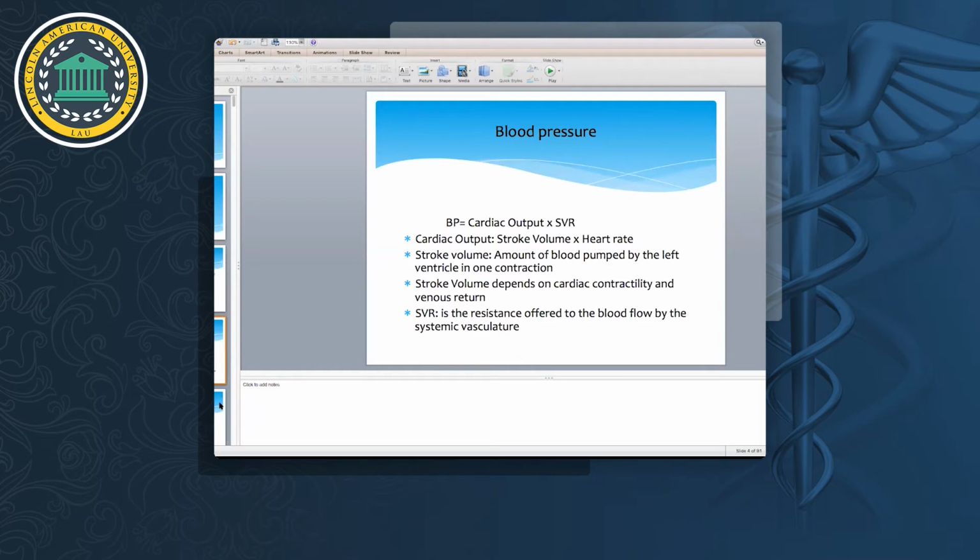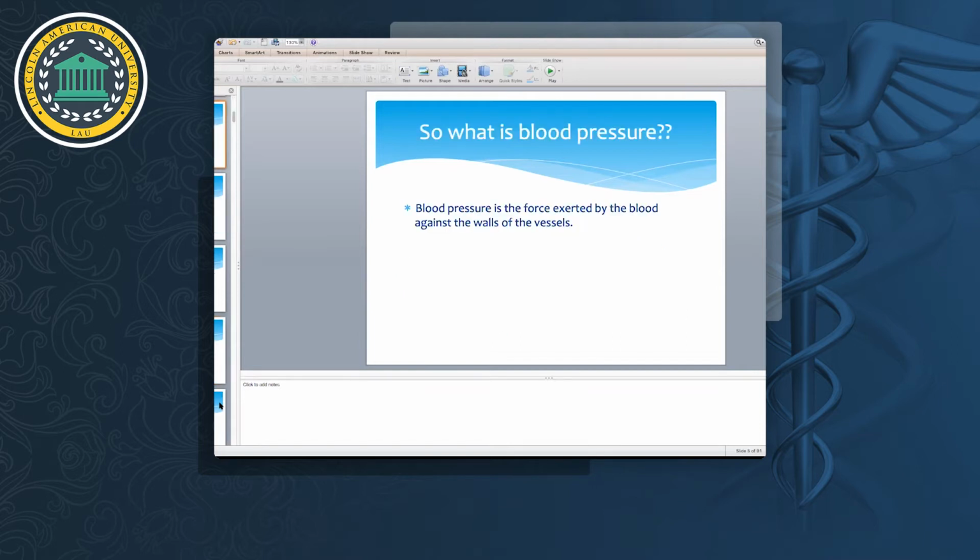Can somebody tell me what is the normal value of cardiac output? Anyone? 5 liters. It's around 4 to 8 liters. And what is the normal value of stroke volume? 70 ml, sir. It's around 70 to 75 ml. 70 to 120 ml, right? And as we said, stroke volume depends upon the cardiac contractility and the venous return.